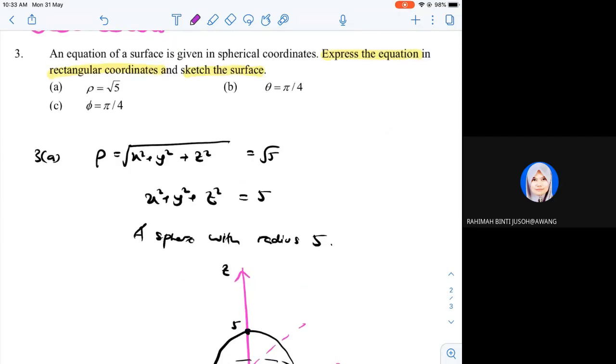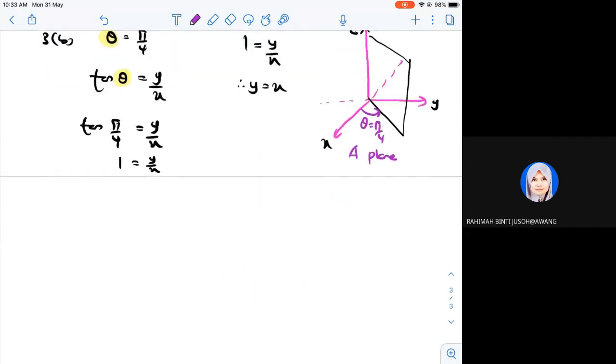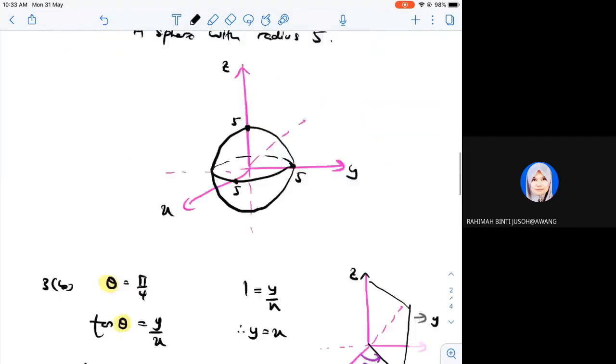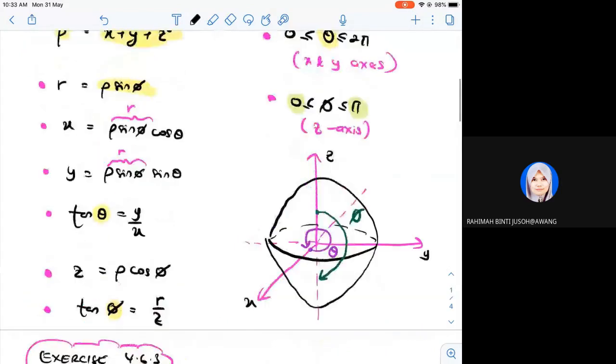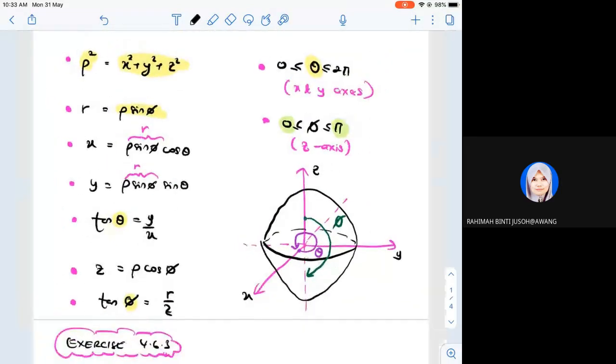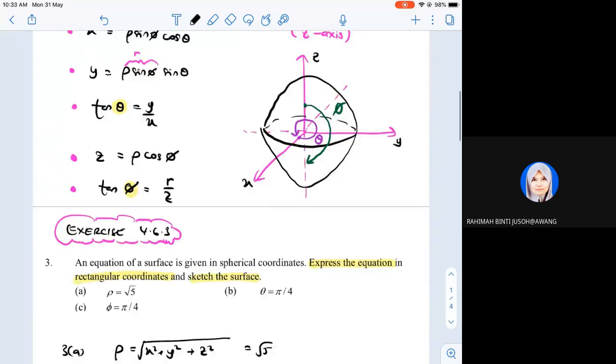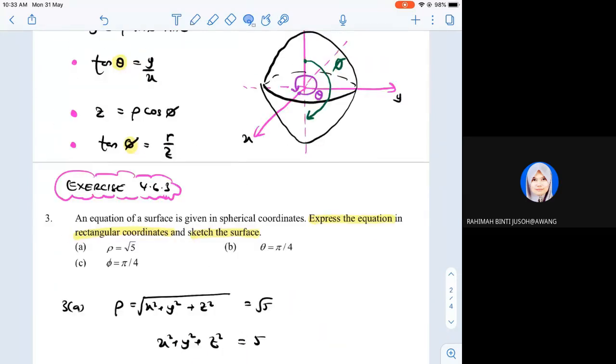All right, next question, 3c. Phi equals pi over 4. Phi this time. So which formula do we use? Tangent phi, isn't it? The one from last time. Alright, so tangent phi equals r over z. So we use this formula.